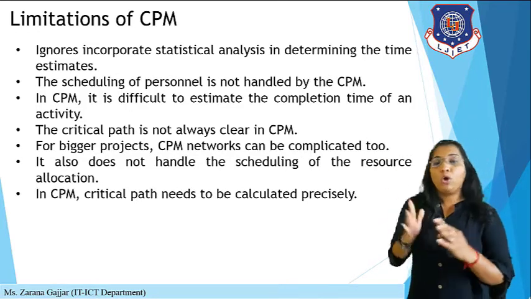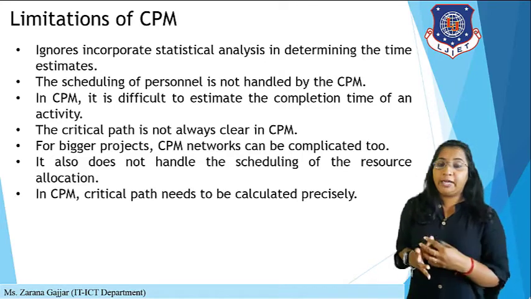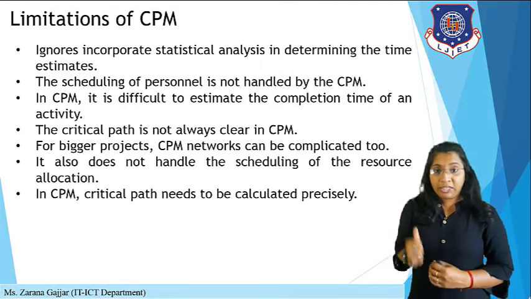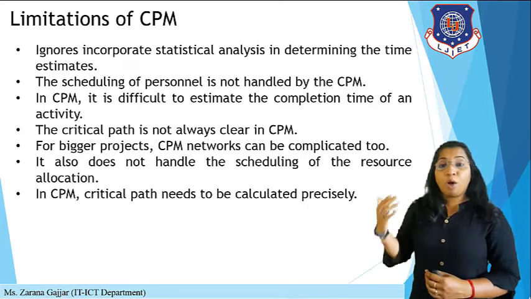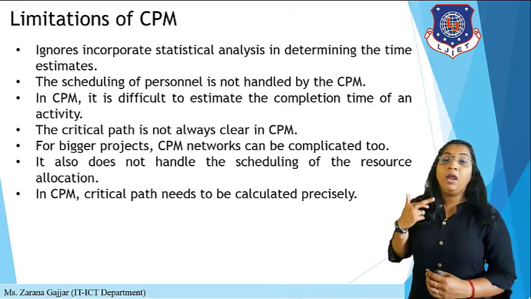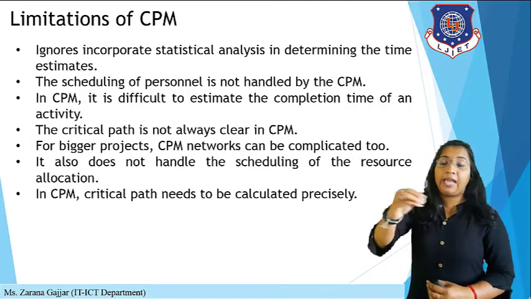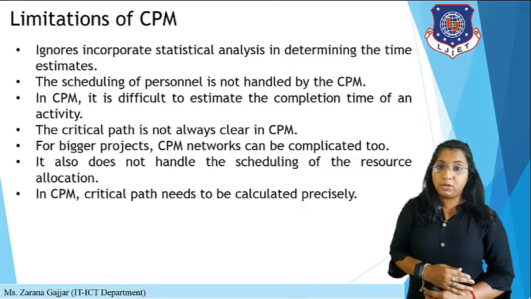Okay, so not always clear. Then for bigger projects, CPM networks can be complicated too. For example, if you are working with any e-commerce website, in e-commerce there are categories like fashion, electronics, grocery. Now in fashion there are men, women, then girls, boys. Even in girls there are different categories like leggings, kurta, sari, then dress material, jeans, and all these remaining things.